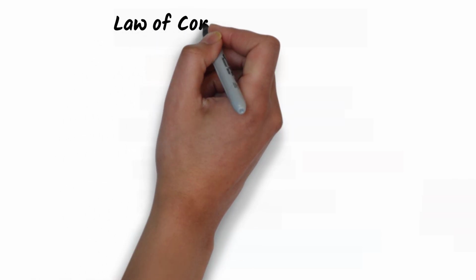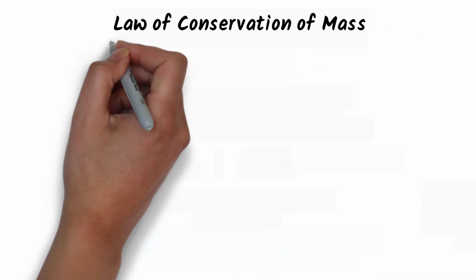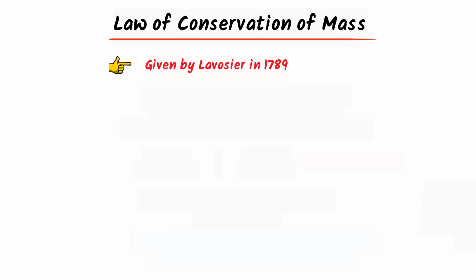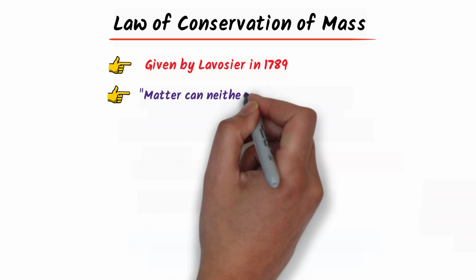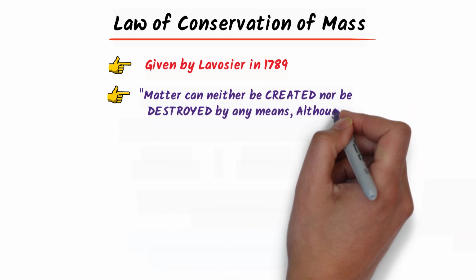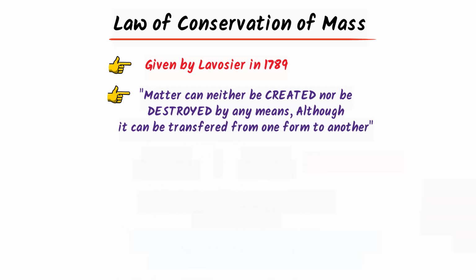Welcome back. Let's talk about the law of conservation of mass. This law was given by Lavoisier in 1789. The law states that matter can neither be created nor be destroyed by any means, although it can be transferred from one form to another. From this particular statement, three important points emerge.